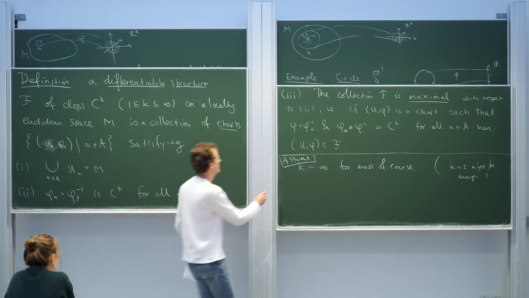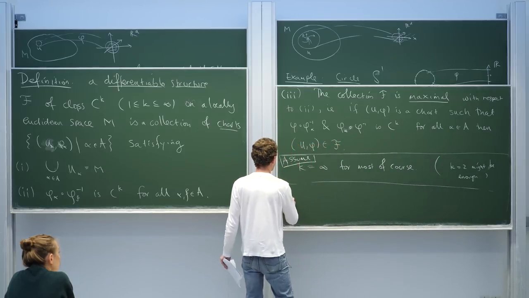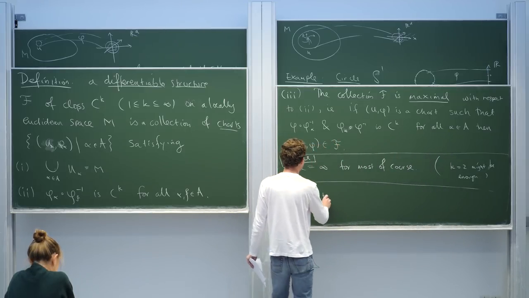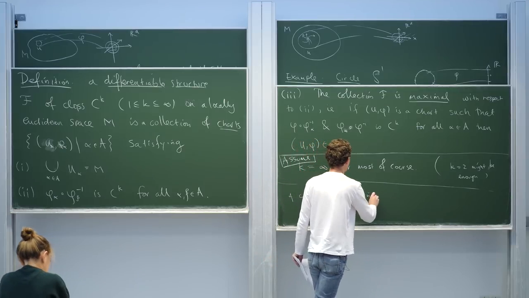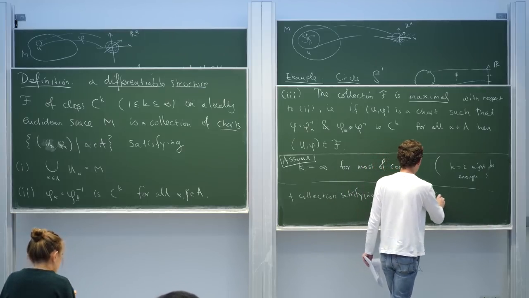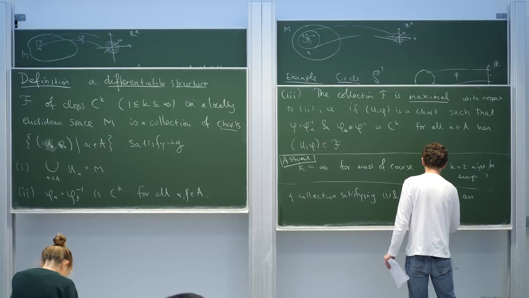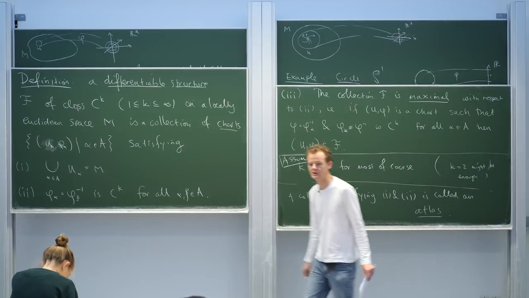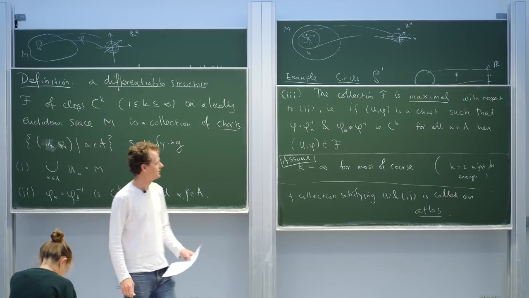All right, another piece of terminology. A collection of charts obeying 1 and 2. That's right, isn't it? Yeah. It's called an atlas.